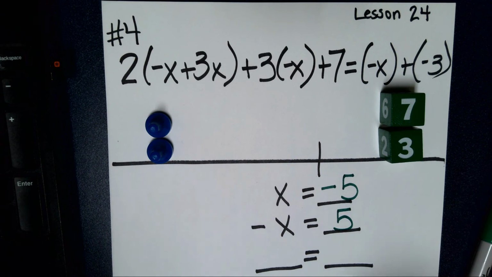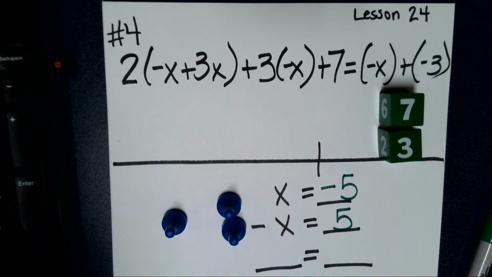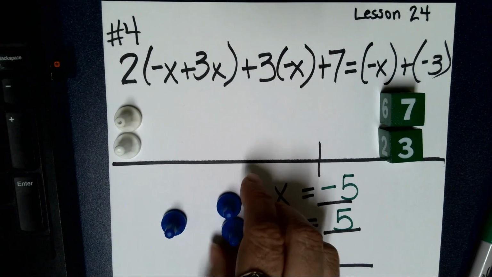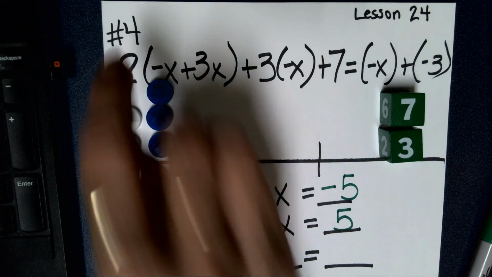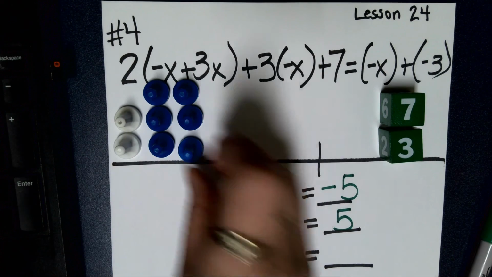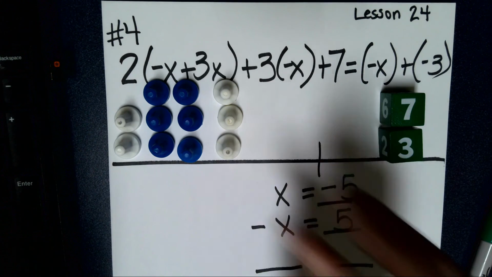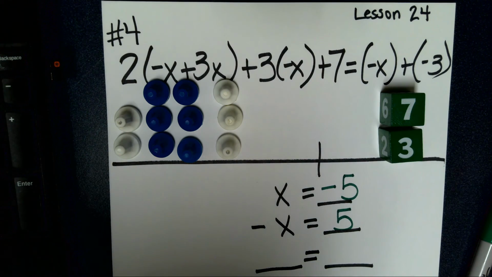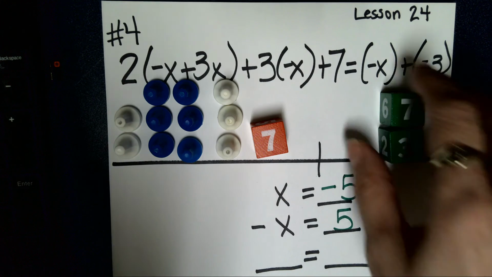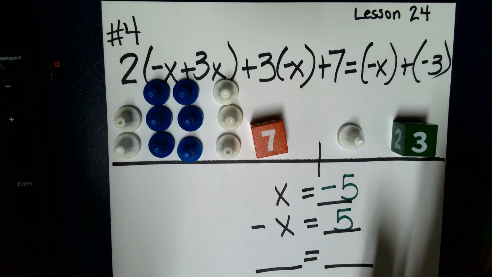And then we go back to our original setup. So we had 2 stars plus 6 pawns plus 3 stars plus a 7 equals star plus the opposite of 3.